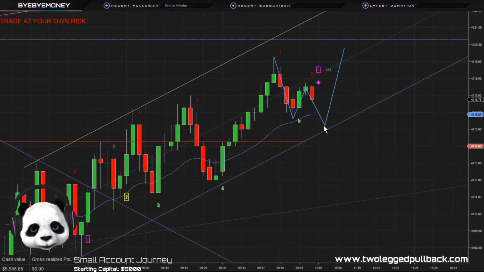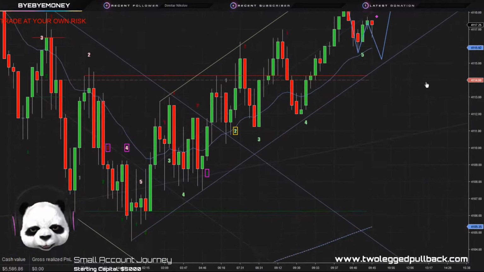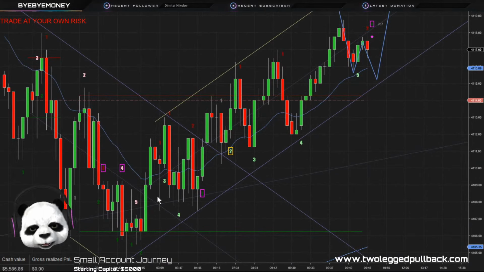So this is a two-legged pullback off the 20 EMA. It's a classic setup that we like to take. And we're in an uptrend. As you can tell, the uptrend is not very strong. There are no huge bull bars. We have a mix of bull bars and bear bars.